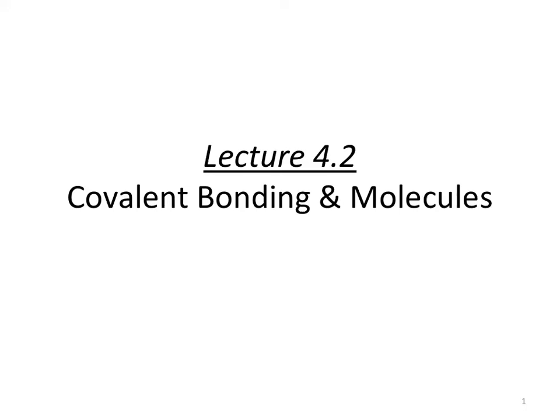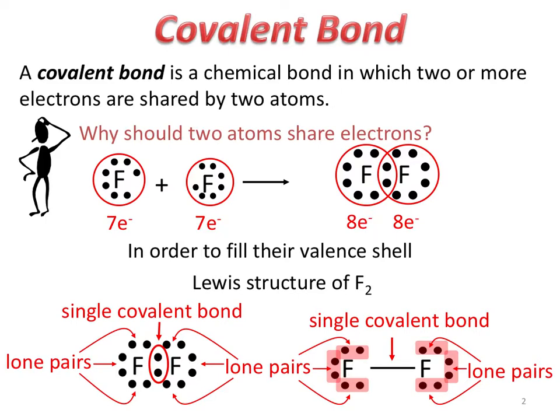Lecture 4-2, Covalent Bonding and Molecules. First, the definition. A covalent bond is a chemical bond in which two or more electrons are shared by two atoms. So why should two atoms share electrons? Well, basically, we're going to think about it to start out with in order to fill their valence shells.